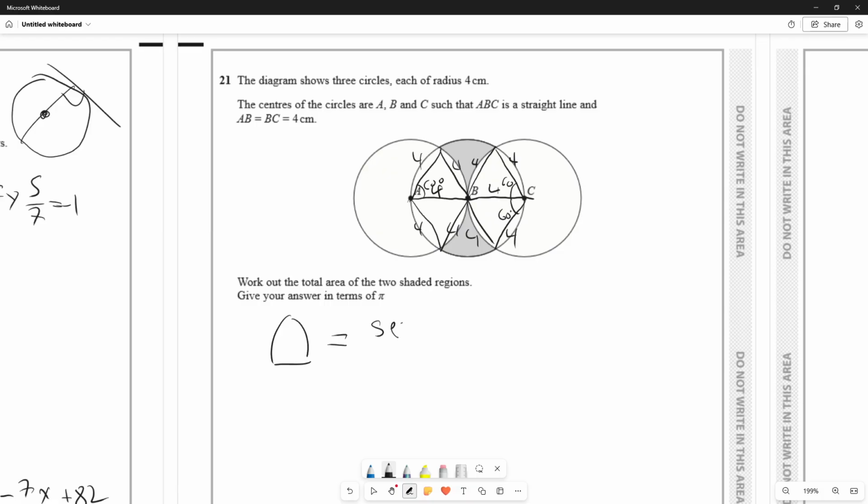plus chord. Let's start going ahead and solving this. Like I said, it's a long question. Sector plus chord. Okay, let's find this sector. So this would be 60 over 360 times pi times r squared, which is 4 squared, and that's equal to 1/6 times 16 pi.